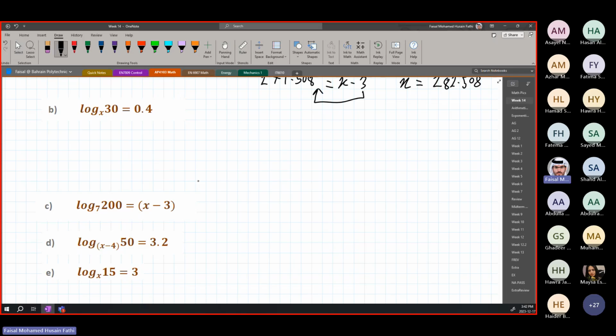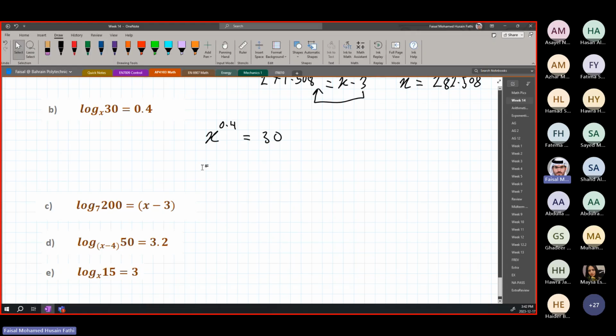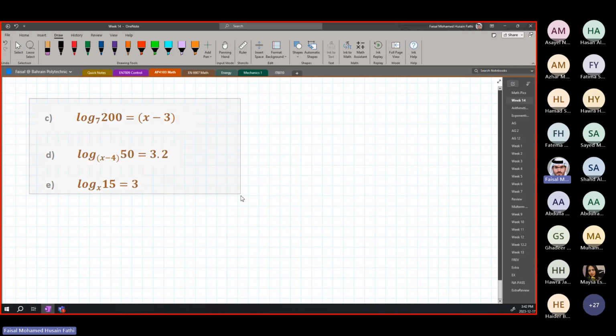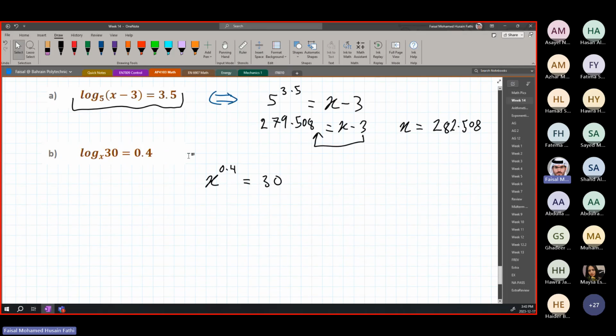Again, same thing here. We have log base x of 30 is equal to 0.4. So the base x to the power of 0.4 is equal to 30. Right? Now, this is where the rules of logarithms will help you. This is very important. Pay attention. I will try to take it very slowly because I know people will get confused. Okay?